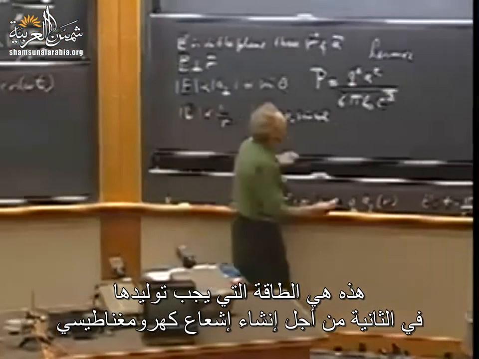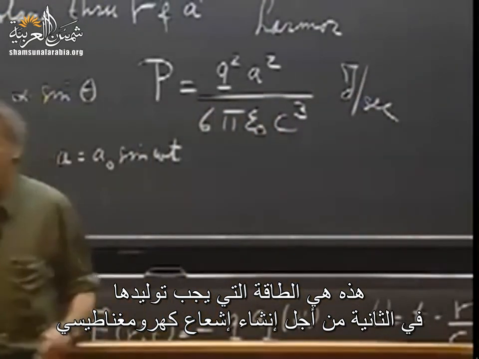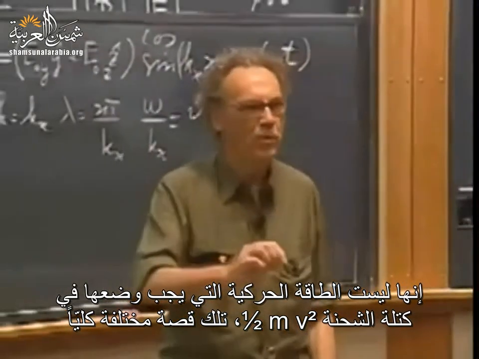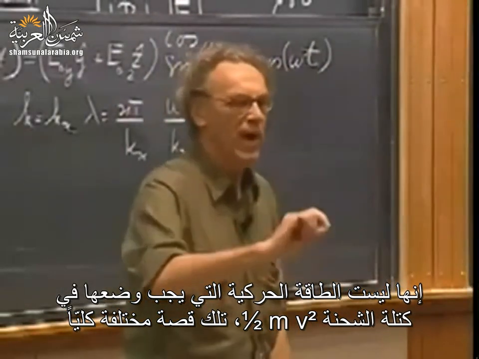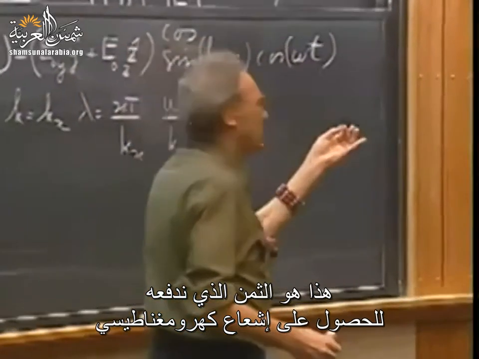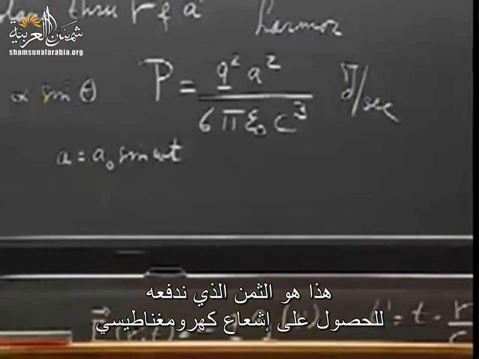This is the energy that you have to generate per second in order to create electromagnetic radiation. It is not the kinetic energy that you have to put in the mass of the charge, the 1/2 mv squared. That's a whole different story. This is the price you pay for creating electromagnetic radiation.